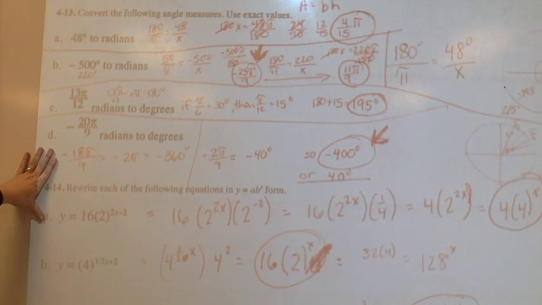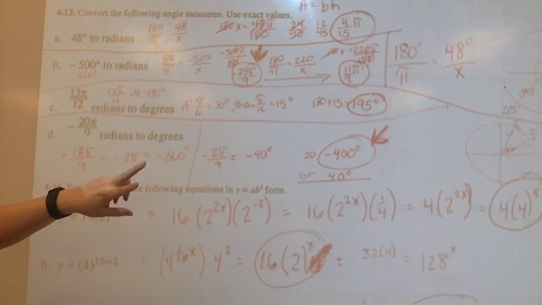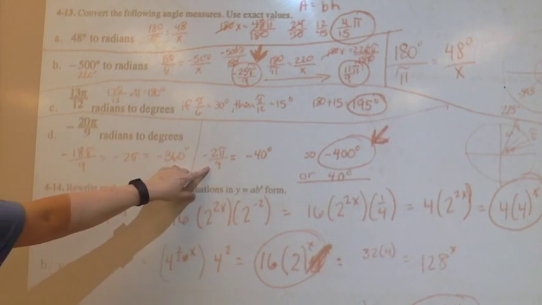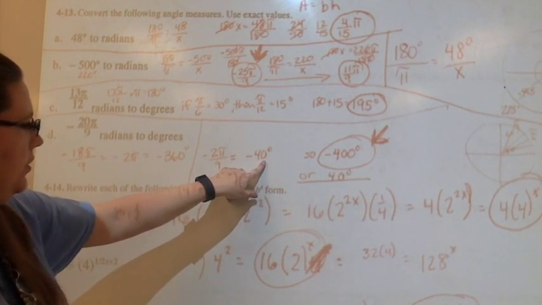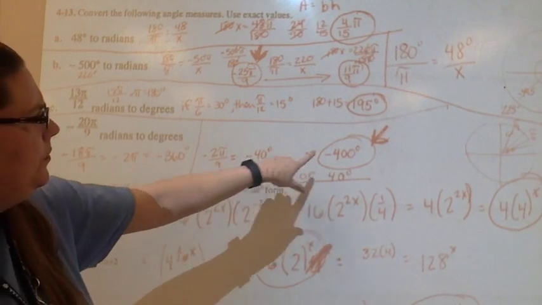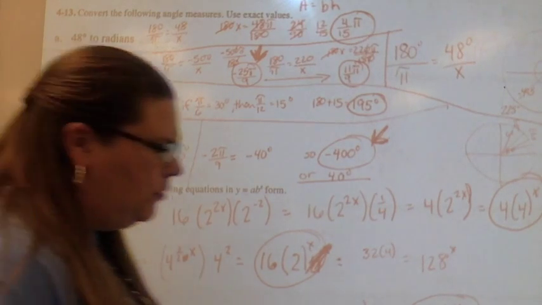Let's look at D. This is negative 20 pi over 9 radians to degrees. So again, I worked in whole numbers and took out negative 18 pi over 9, which is negative 2 pi, or negative 360 degrees. And that left me with negative 2 pi over 9, which is negative 40 degrees. And then I just added them together. Negative 360 and negative 40 is negative 400. One more.